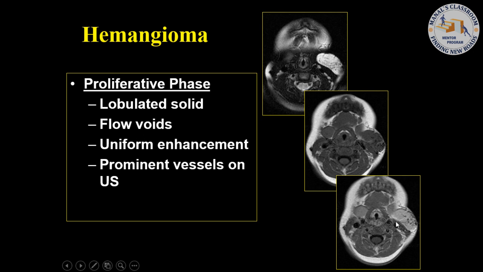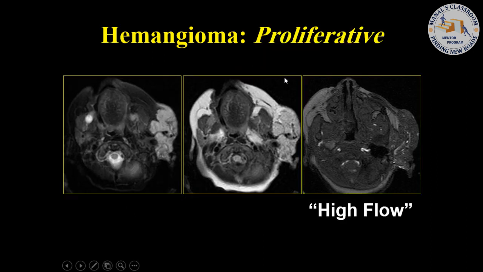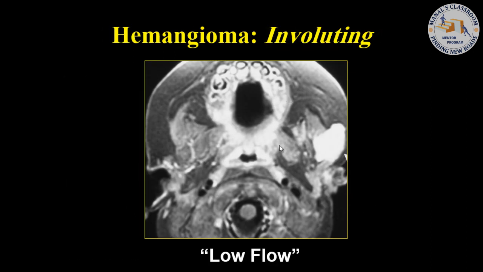contrast. But within this, we have these small little areas. What signal are those small little areas? Those are low signal, and those are flow voids. So when we look at a hemangioma and we see flow voids, this tells us that it is in the proliferating phase. Does everybody understand that? When we start to differentiate different vascular malformations, I think it's really important to understand the typical appearance of a hemangioma. And here's another example.